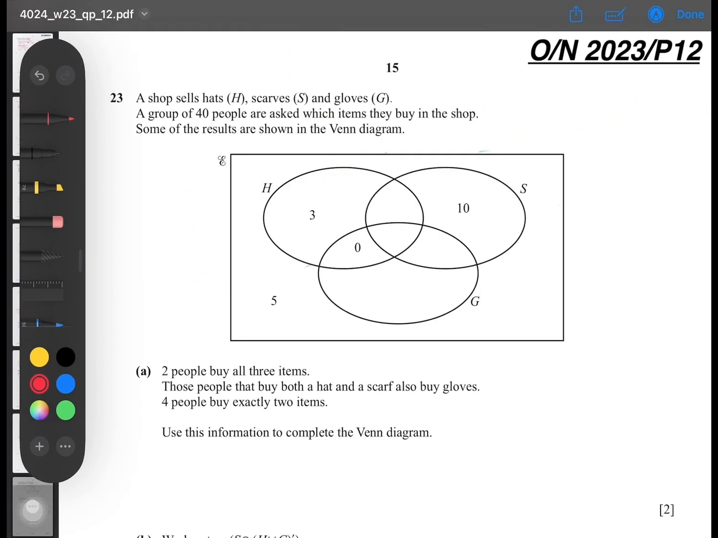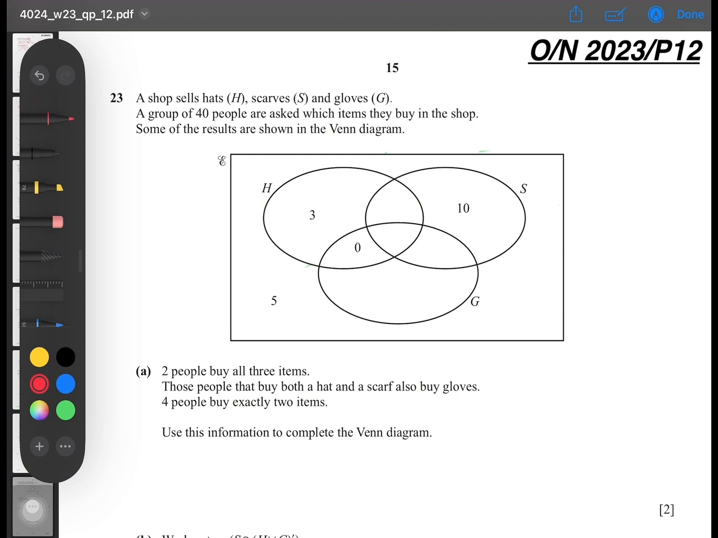Question number 23. A shop sells hats, scarves, and gloves. A group of 40 people are asked which items they buy in the shop. Some of the results are shown in the Venn diagram. You are given the Venn diagram, the number of hats, scarves, and gloves, and some boxes are unfilled.